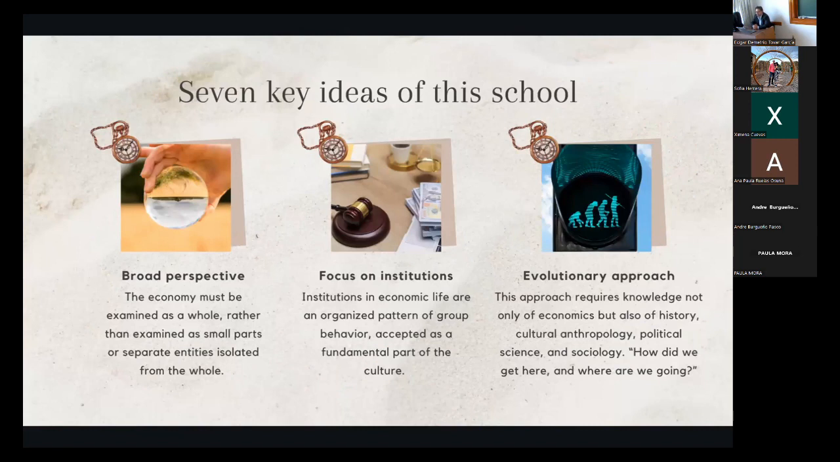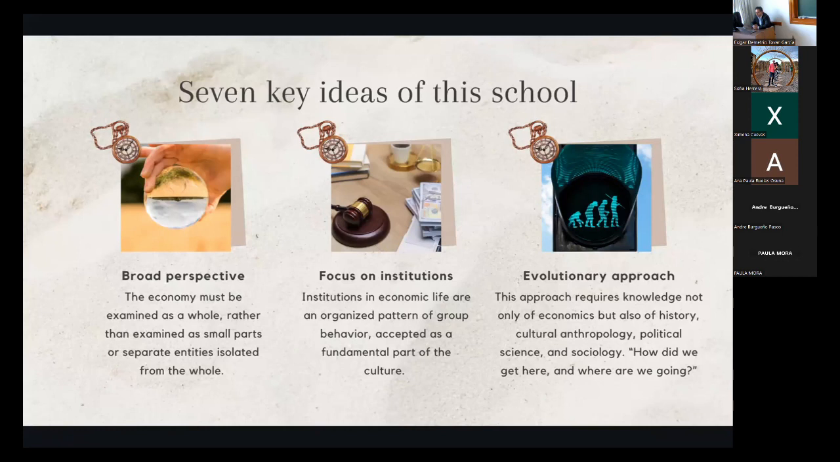The United States became one of the biggest and most powerful industrial systems in the world, but yet the living conditions were really bad. So the Institutionalist School got to a conclusion that the doctrine of minimal government interference wasn't working, and it developed 7 key ideas to change this. And one of the most important is broad perspective.